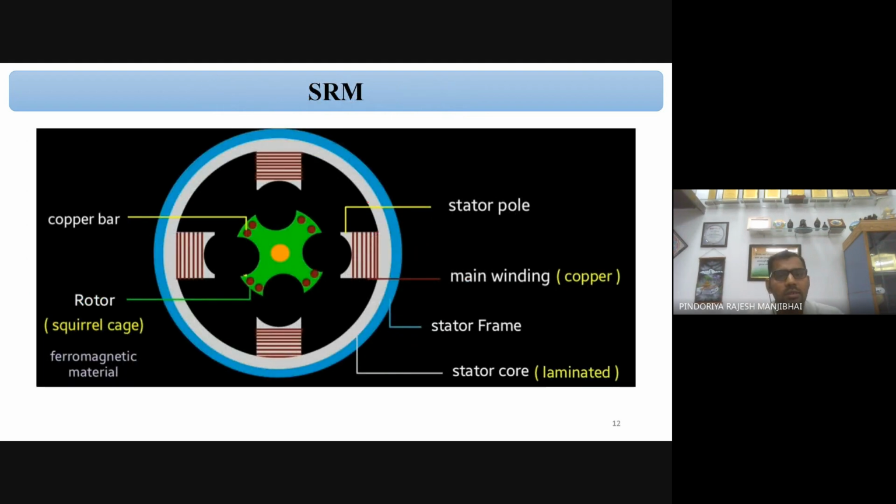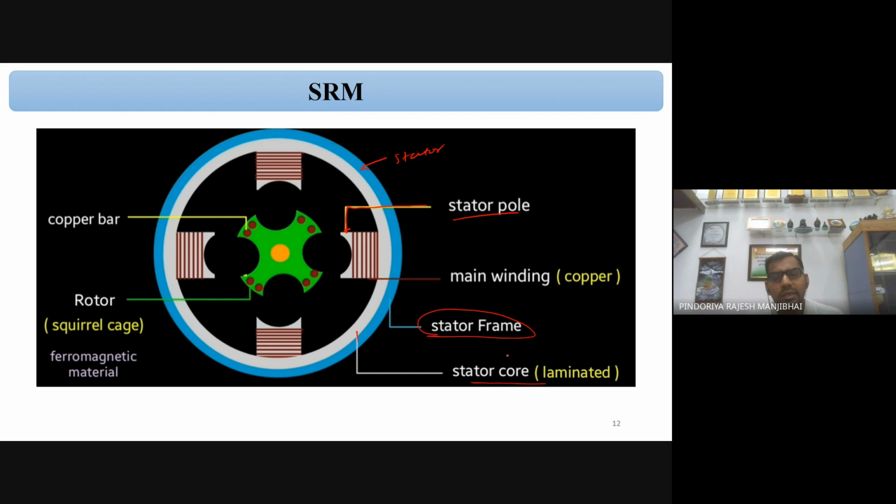So you can see the construction of the SRM motor. This is your stator part, and this is your stator pole. It is the same as your induction motor. This is your stator frame, the outer frame. For the support of the stator winding, this is your stator core, and that is laminated.